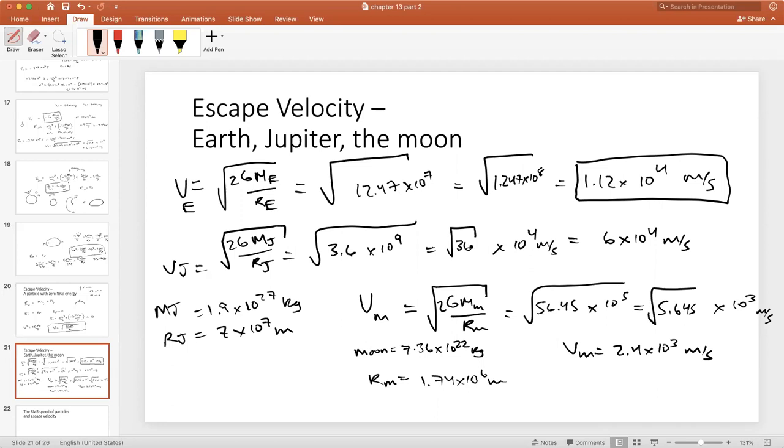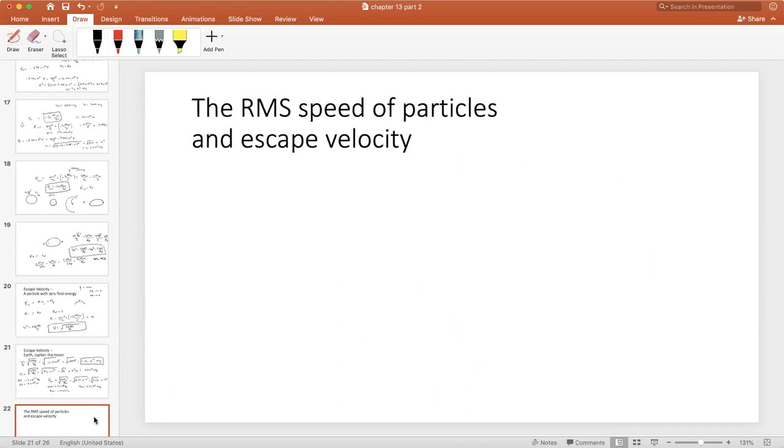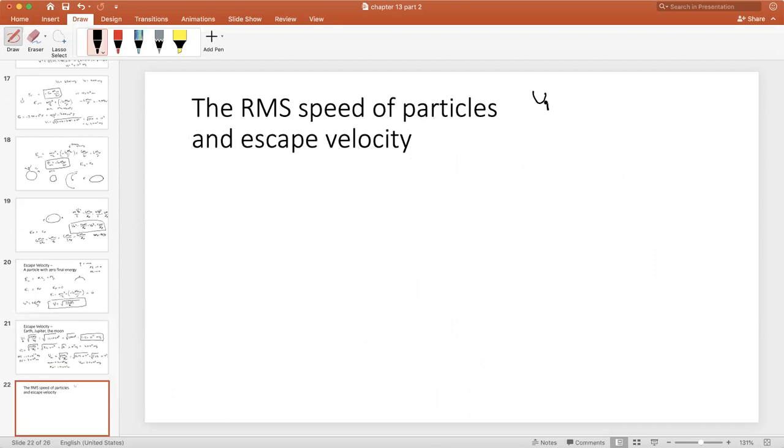All right, so Jupiter was 60,000, the Earth was 11.2 thousand, and the moon was 2,400. So v of Jupiter is 60,000 meters per second, v of Earth is 11.2 thousand meters per second, and v of the moon is a paltry 2,400 meters per second.